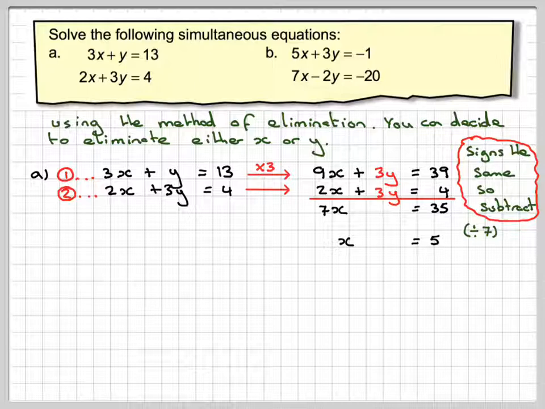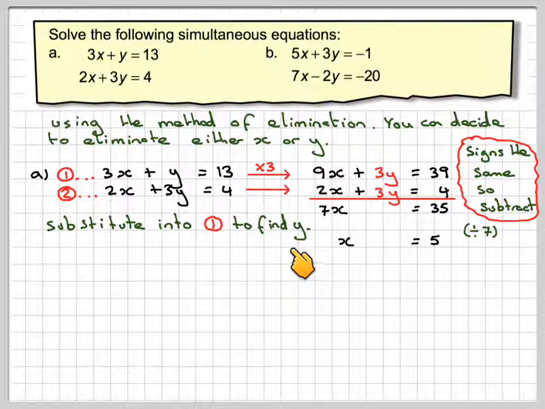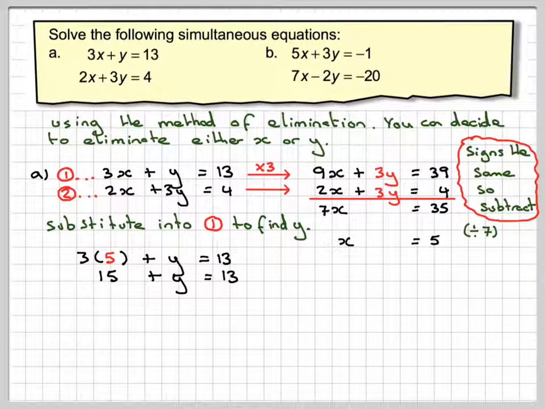Now we've got a value for x, we need to find the value of y. So what we do is we substitute into equation 1 to find y. Or you could do equation 2. Instead of x, we now replace that with a 5. So we get 3 times 5 plus y is equal to 13. 3 times 5 is 15, so we get 15 plus y is equal to 13. We subtract 15 from both sides. We're going to get that y is equal to 13 minus 15, which is minus 2.